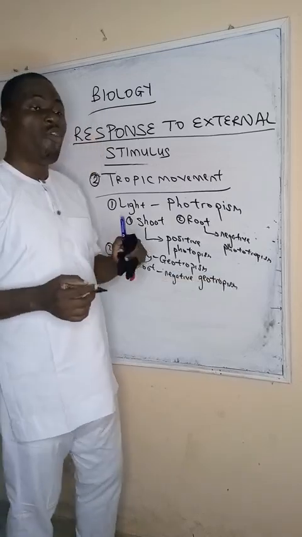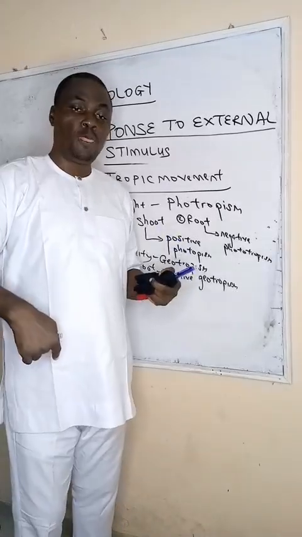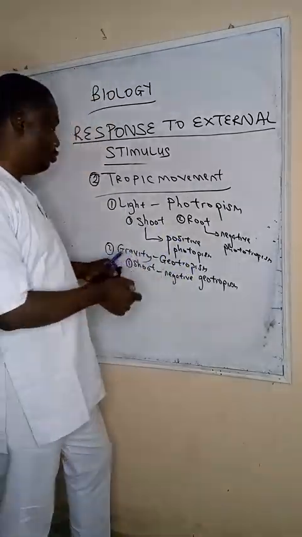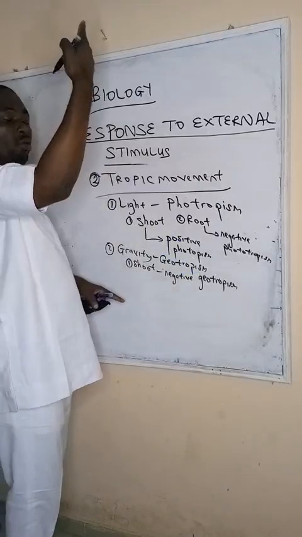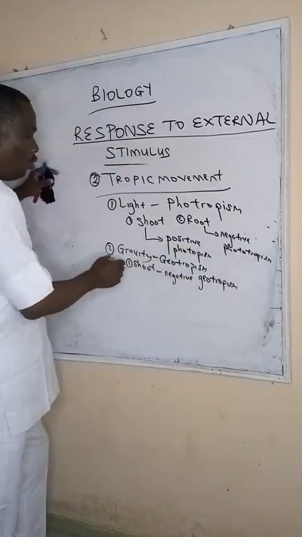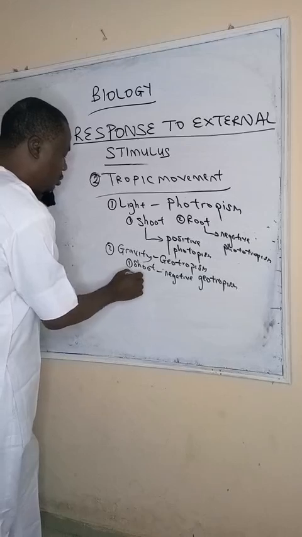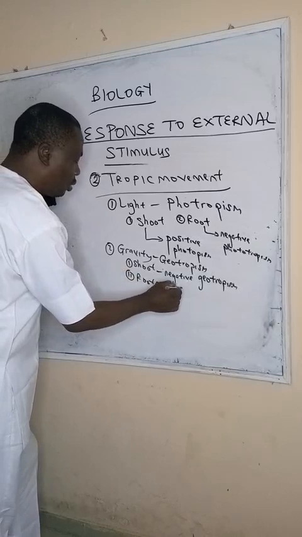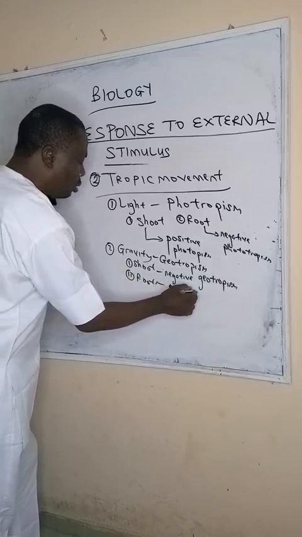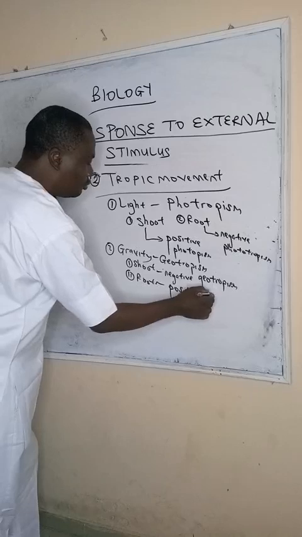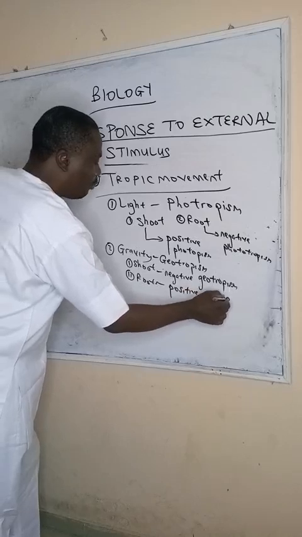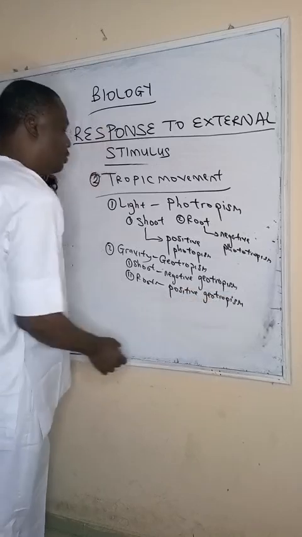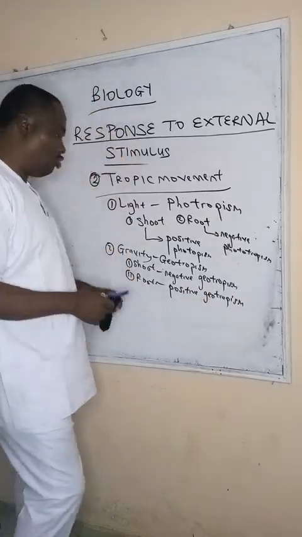And there's the rule that says when something goes up, it must come down. So shoots grow away from gravity. That's called negative geotropism. While the roots show positive geotropism. They go downwards. That's gravity.